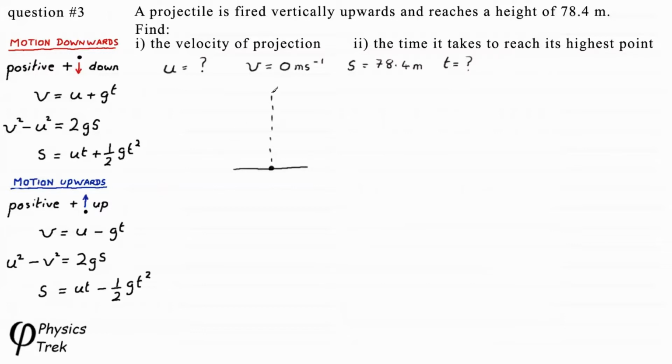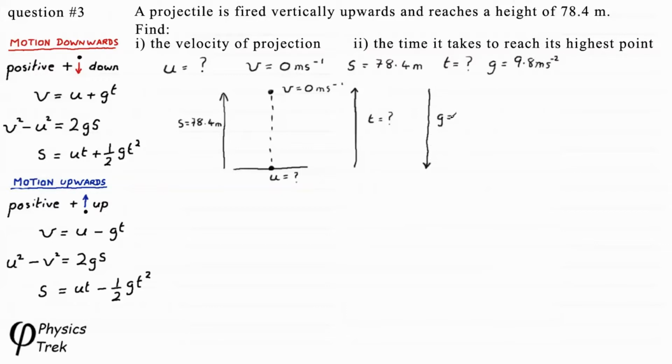And now to the diagram. Okay, the object is projected in the air. We don't know the initial velocity. Its final velocity is 0 meters per second. The height reached is 78.4 meters. We have to find the time to reach that height. And of course g is 9.8 meters per second squared. That acts in the opposite direction to the motion. It's a retardation.